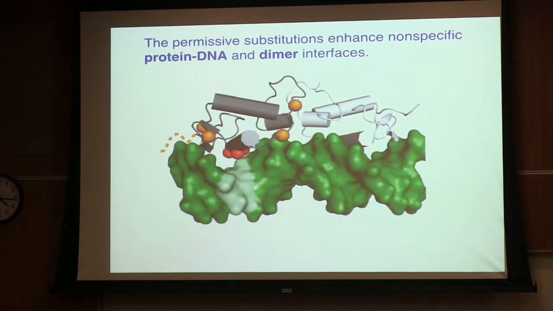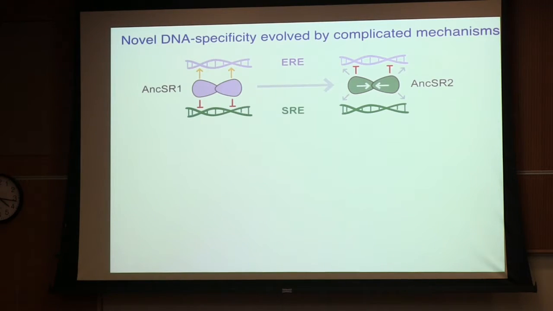So based on their effects on the energetics of binding and their location on the structure, we hypothesized that these permissive mutations shown here in orange enhanced non-specific interactions with the DNA, such as with the DNA backbone here and here, and enhancing the dimer interface, therefore enhancing cooperativity through this substitution and this substitution. And when we dissect their individual effects on the components of binding, that assignment is corroborated. I'm not going to show you those results here. But the take-home picture here is that novel specificity for DNA evolved by this really complicated mechanism.